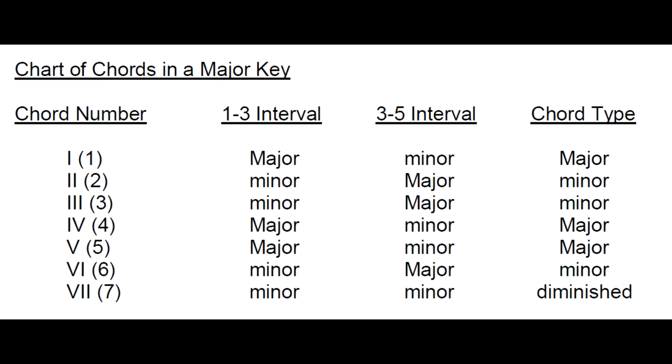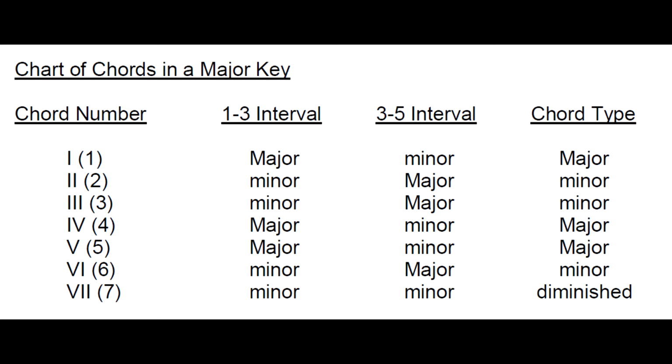And if you look down the list of the chord types, you see that 1, 4, and 5 are the major chords, which should be easy to remember since we had 1, 4, and 5 chords in book 1.